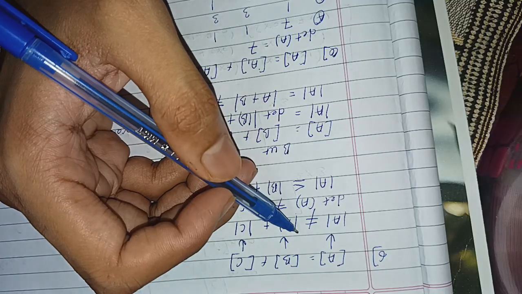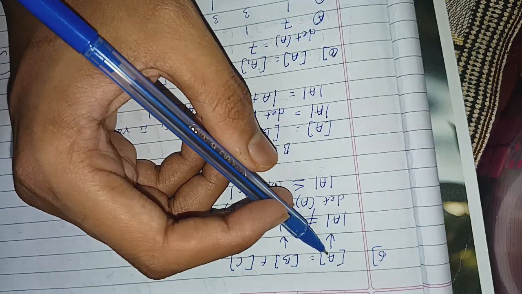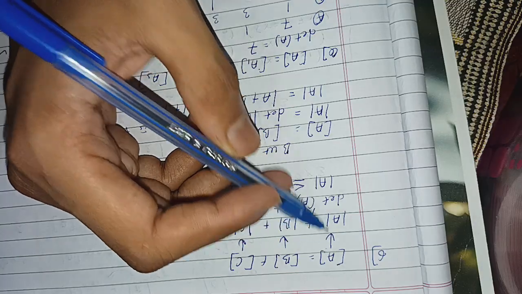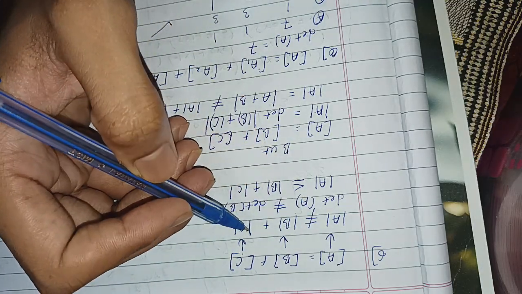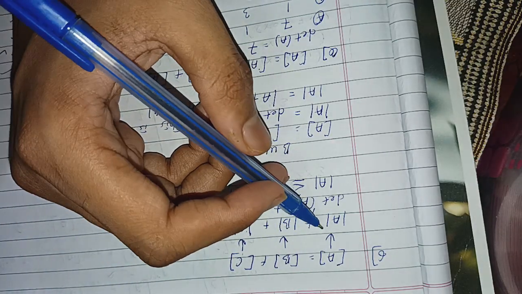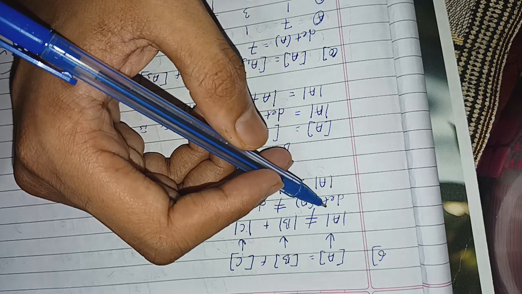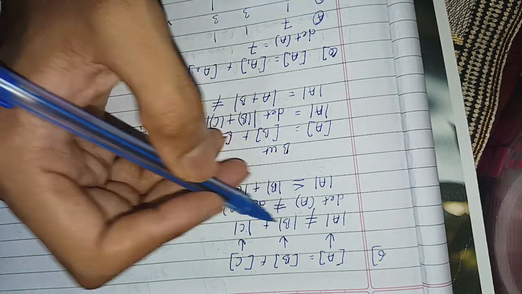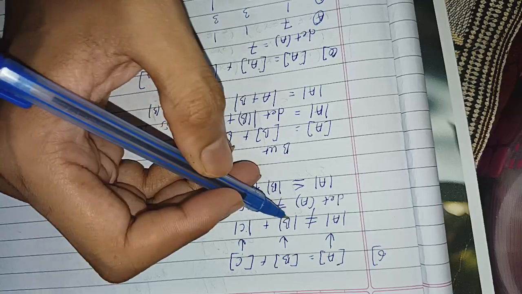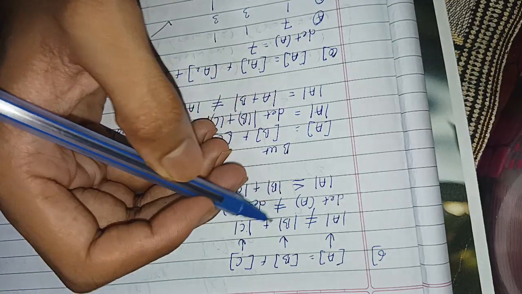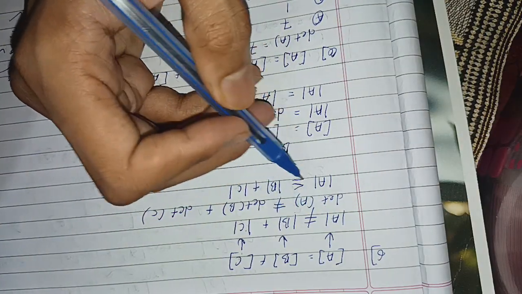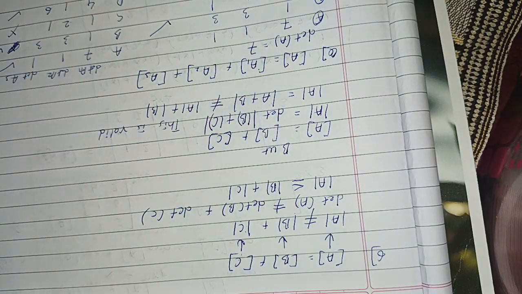Sixth thing: if we write matrix A is equal to matrix B plus C, then if we take the determinant of A, and we take the determinant of B and C individually and add them, then this will not be equal. Here, the determinant of A will always be less than or equal to the determinant of B plus the determinant of C.